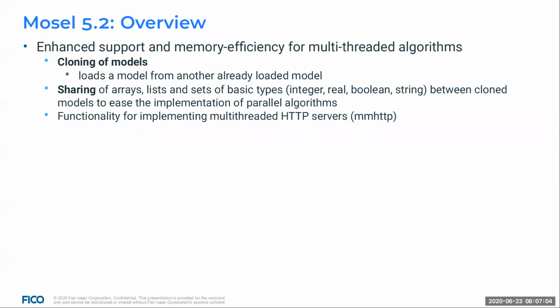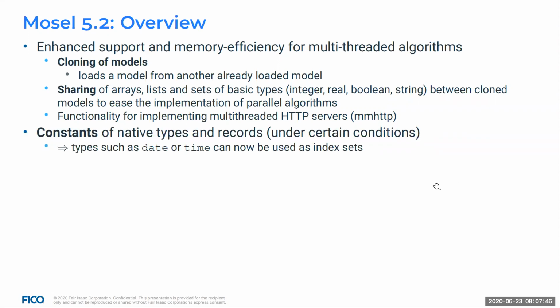As you've seen in the graphics, in these last few years, the main efforts have gone into programming features, because this is what Mosel is being used for more and more. This time, what we are offering is the possibility to clone models. That is, a model that is already loaded in memory gets duplicated. So we produce a model from an already loaded model. Once we've got this, we can share data between such cloned models. And as an example of this, we provide an implementation of a multithreaded HTTP server, which also comes with some extensions of the mmhttp module.